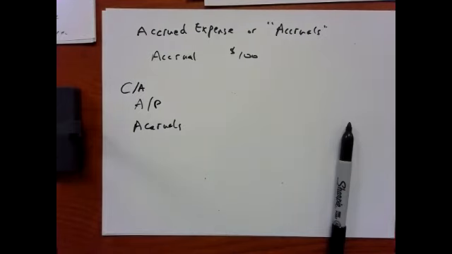Though it can be reported, depending on how it's reported, depending on the granularity, they may not break it out. It may be accounts payable and accruals all in one line. We're going to treat it as two separate things.